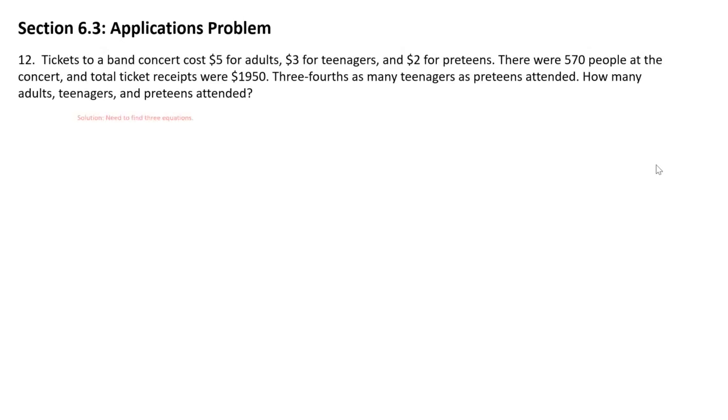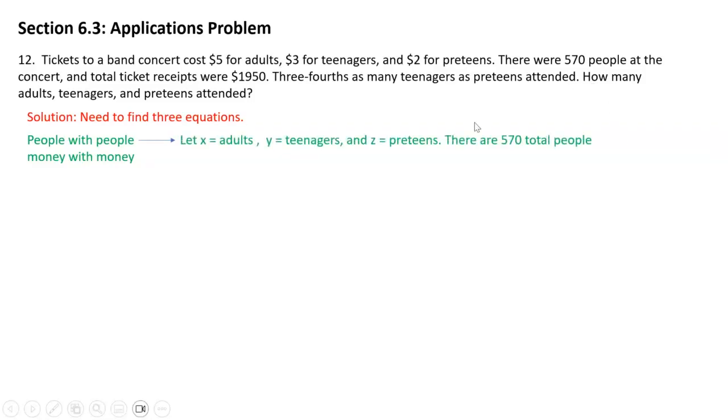Okay. Again, it's going to be like before. It's going to be people with people, or seats with seats, and money with money. The third equation is always the hardest one to get. But I'm going to show you how to get it. So we're going to let x equal adults, y equal teenagers, and z equal preteens. The total people at the concert were 570, so it's going to be x plus y plus z equals 570.